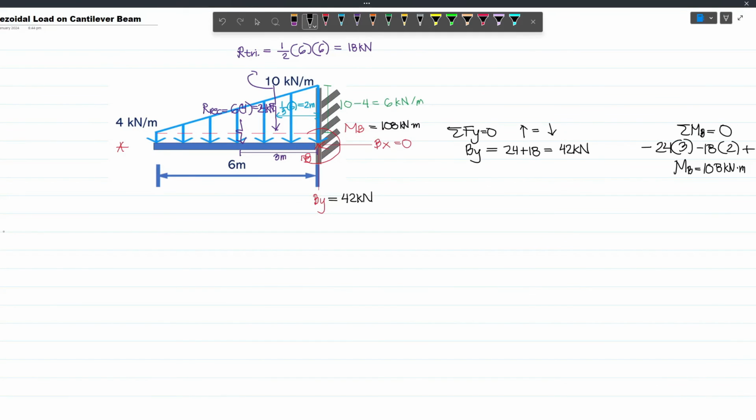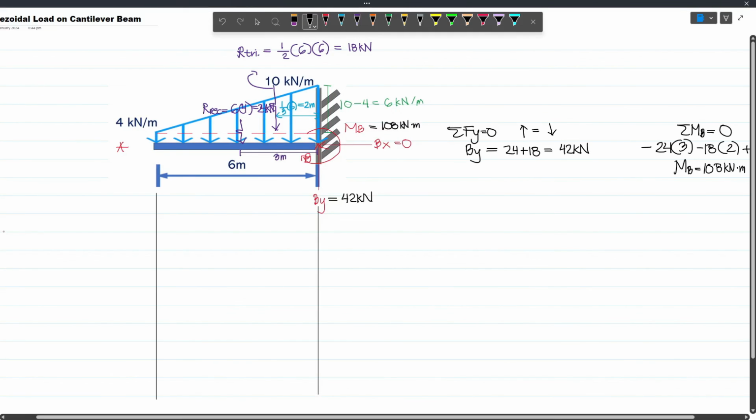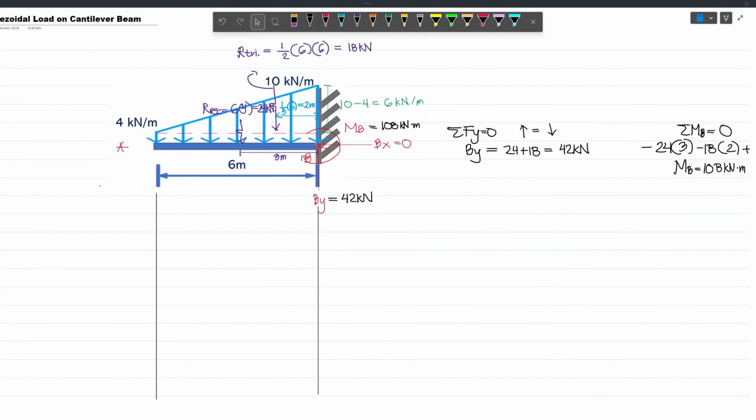And then let's now project a line from A and also B. And so we have this one. Now, let's say this is the 0 line of the shear diagram. So this is 0, and then this is the V diagram. The shear diagram will just be easy to draw, because we already know that the shear here is 42 kN according to the reaction.